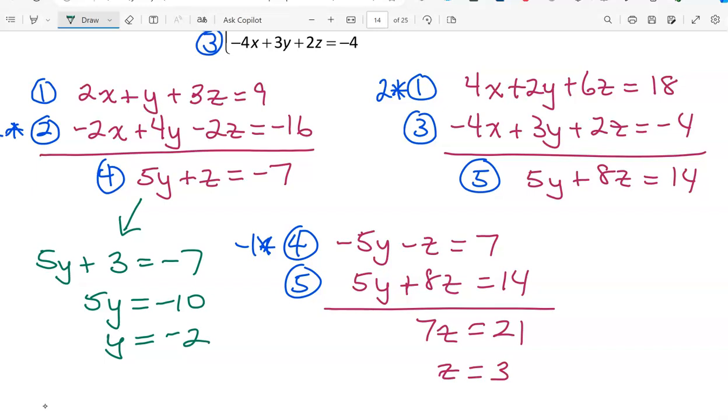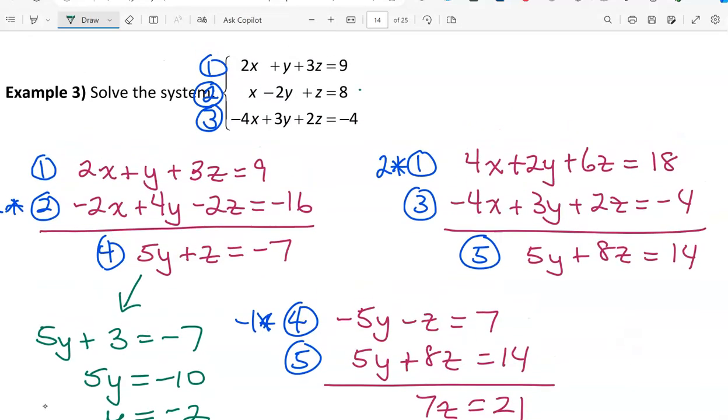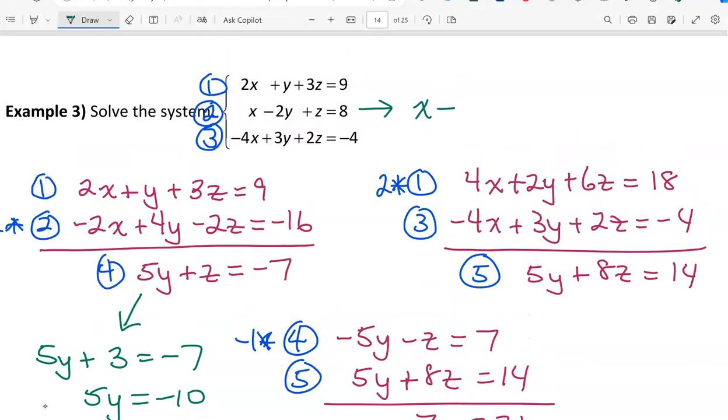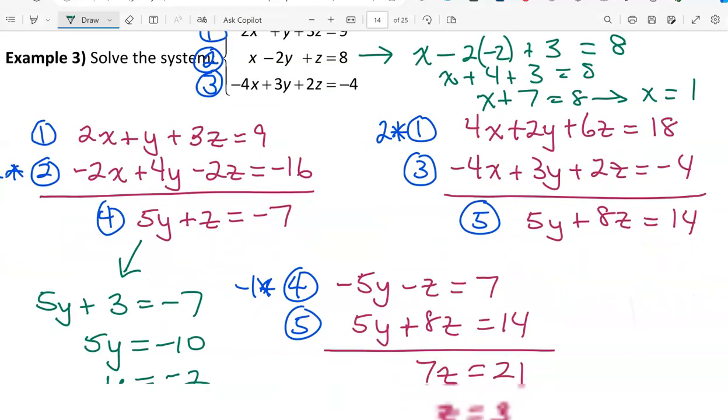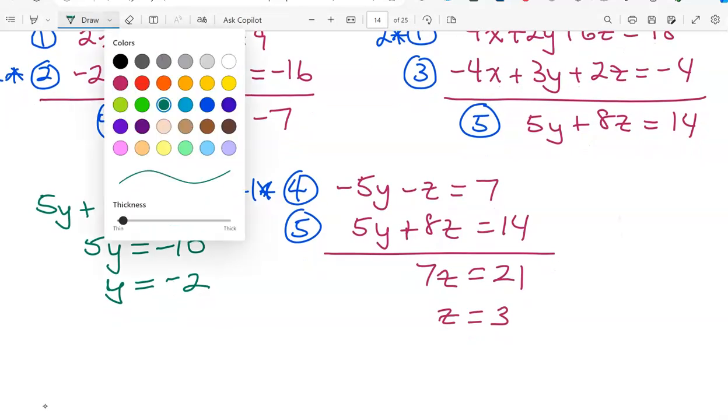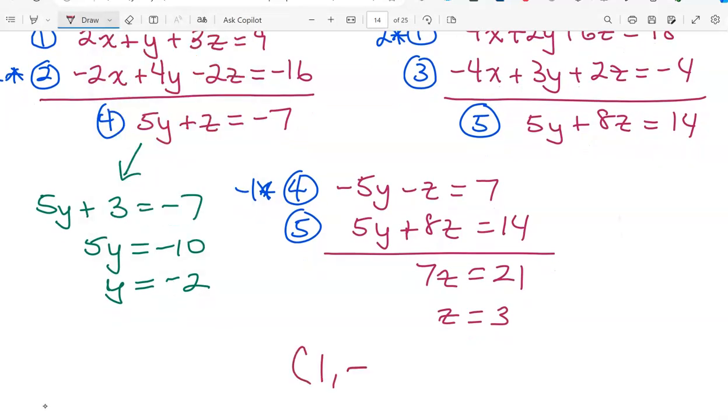Now that we have y and z, we need x. Let's go back to equation 2 and replace the y with negative 2 and the z with 3. And that will give us x plus 4 plus 3 is equal to 8, or x plus 7 is equal to 8, which gives us x equal to 1. So our ordered triple solution is 1, comma, negative 2, comma, 3. Don't forget to put parentheses around your ordered triples.